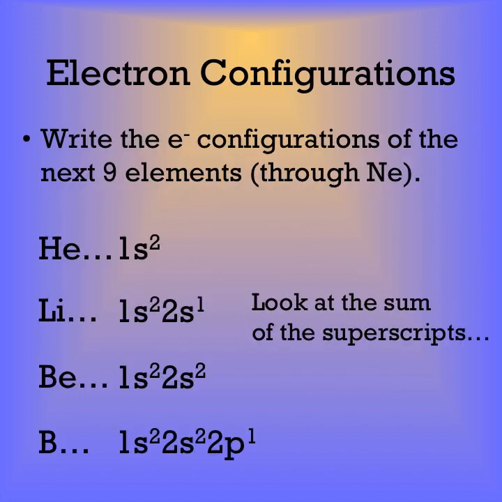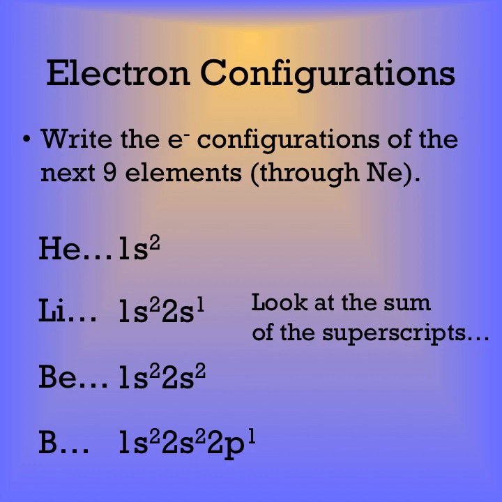Now take a look at this slide. Look at how I have them written for you. And look at the sum of the superscripts for each element. Helium shouldn't be a hard sum to get, since there is no sum. It's 2. For lithium, it's 3. For beryllium, it's 4. And for boron, it's 5.